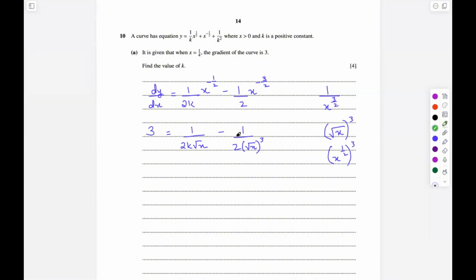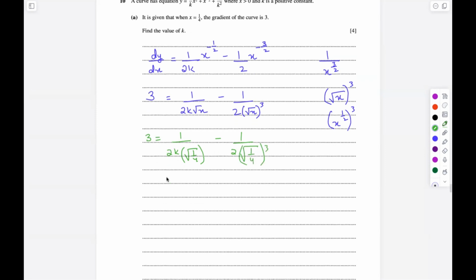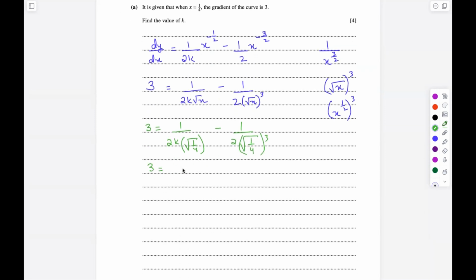Now substituting x equals 1 upon 4, 3 is equal to 1 upon 2k into square root of 1 upon 4, minus 1 upon 2 into square root of 1 upon 4 whole cubed. Simplifying this, 3 is equal to 1 upon 2k into 1 upon 2, minus 1 upon 2 into 1 upon 2 whole cubed, as square root of 1 upon 4 is 1 upon 2. So this will become 1 upon 2 whole cubed.